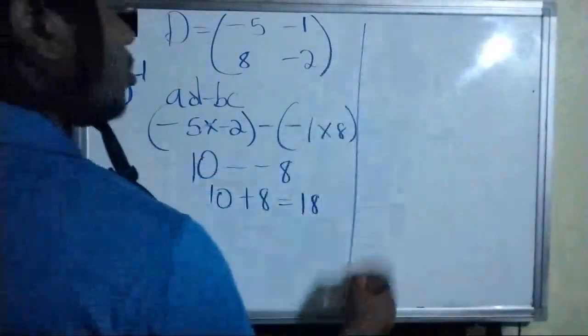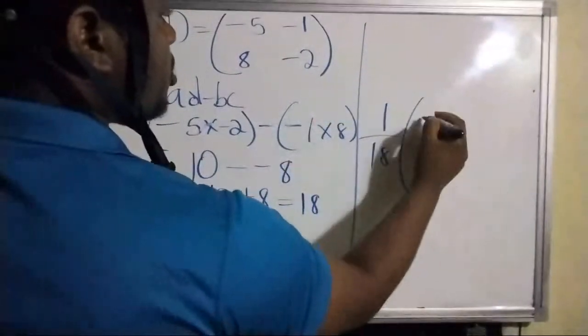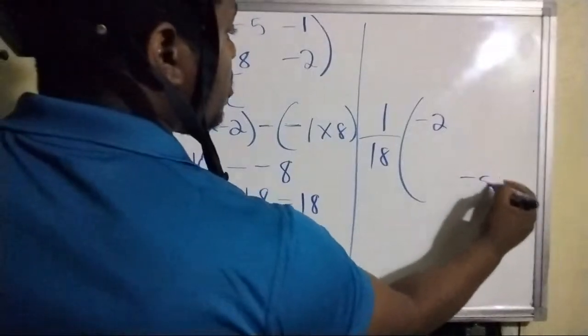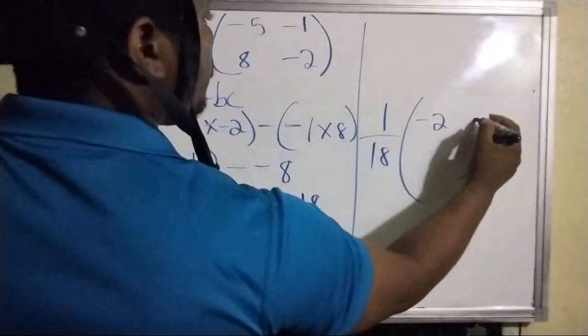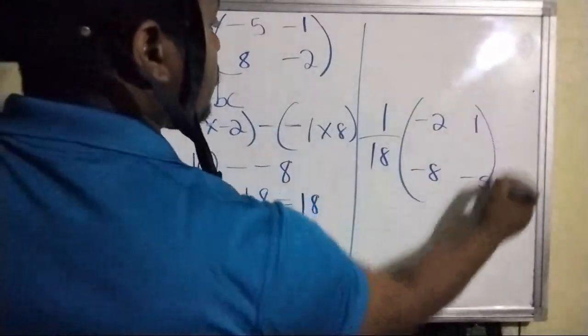So it would be 1 over 18. Change the position, so negative 2, negative 5. This is positive, negative, so it becomes positive, and this becomes negative.